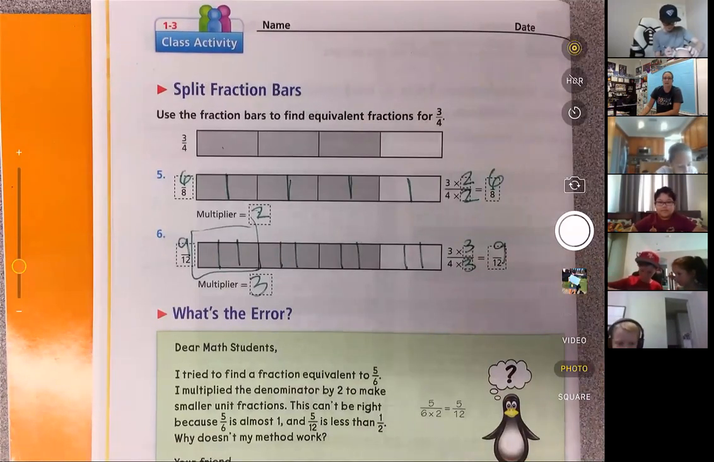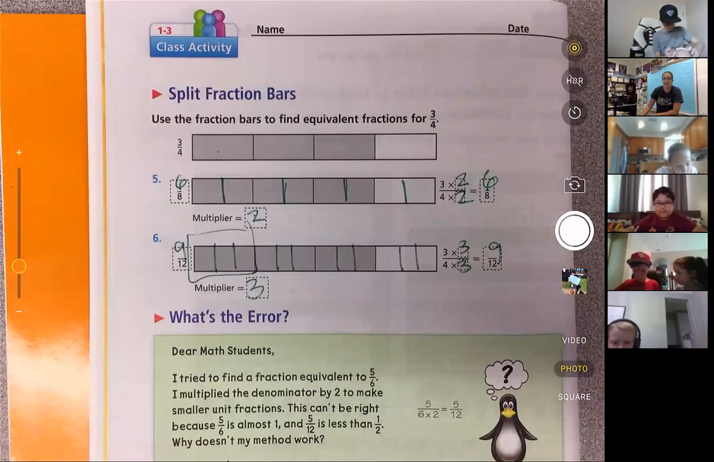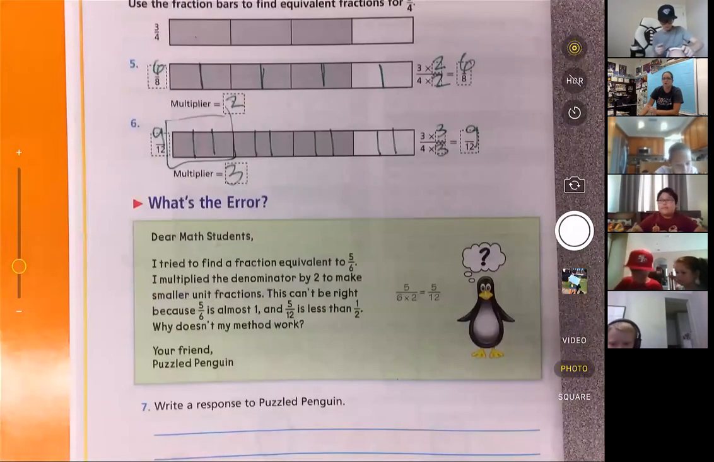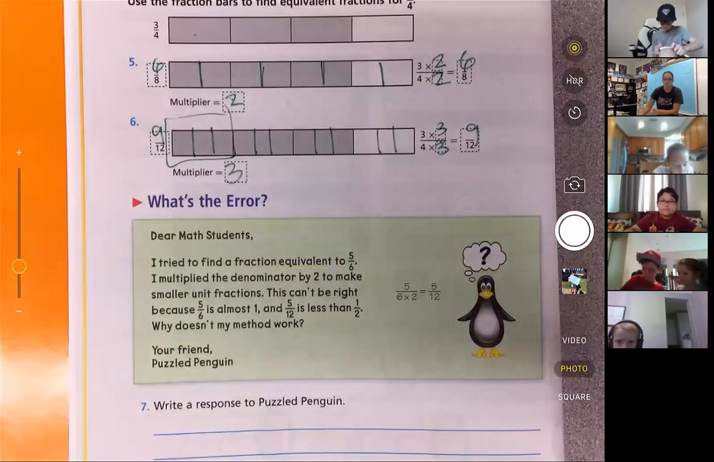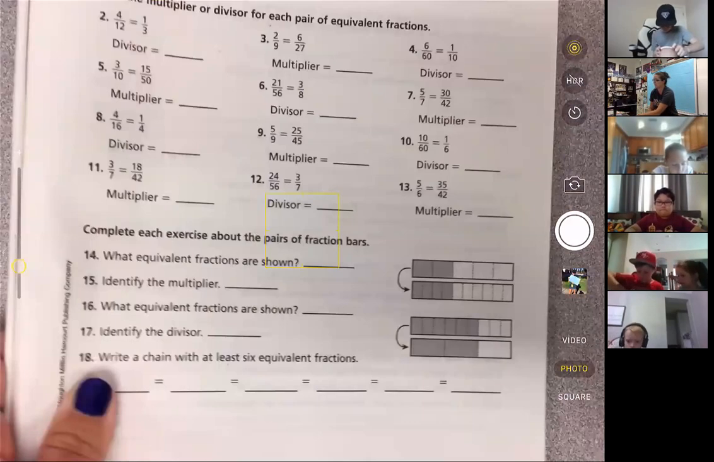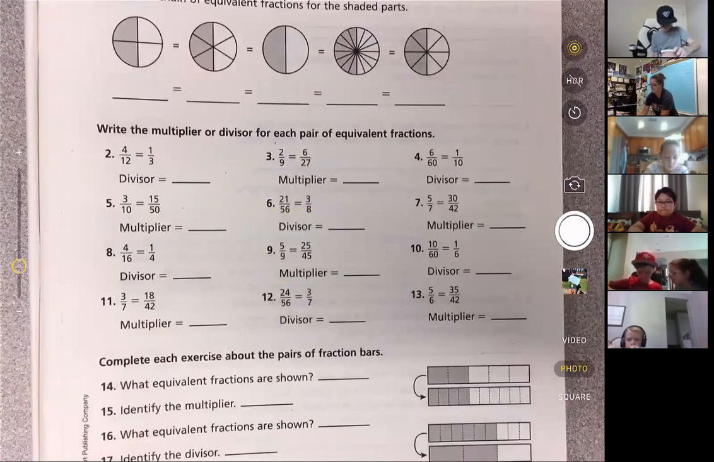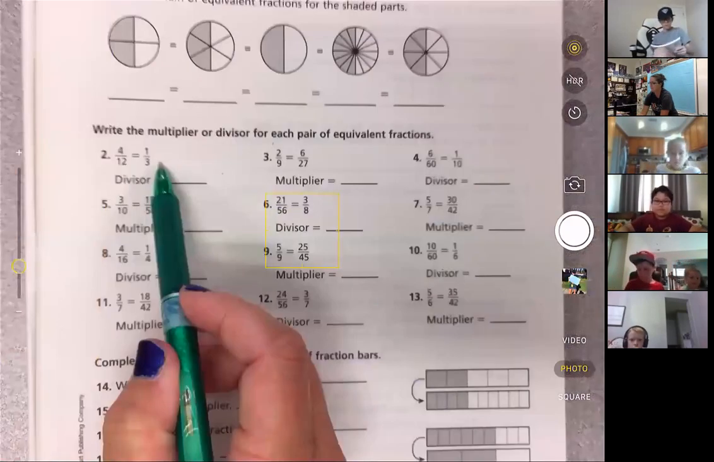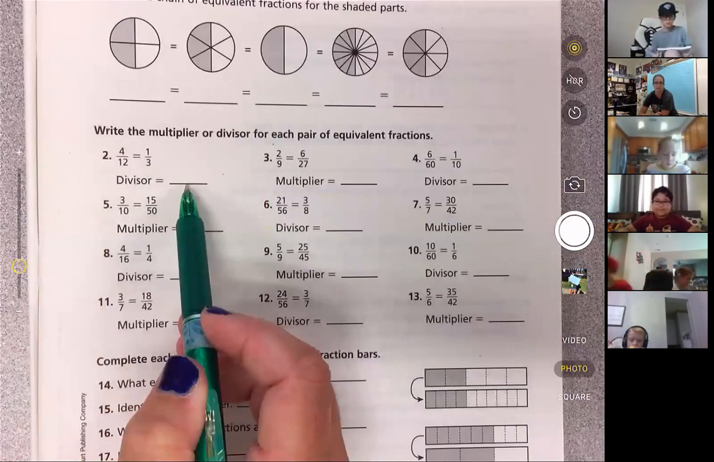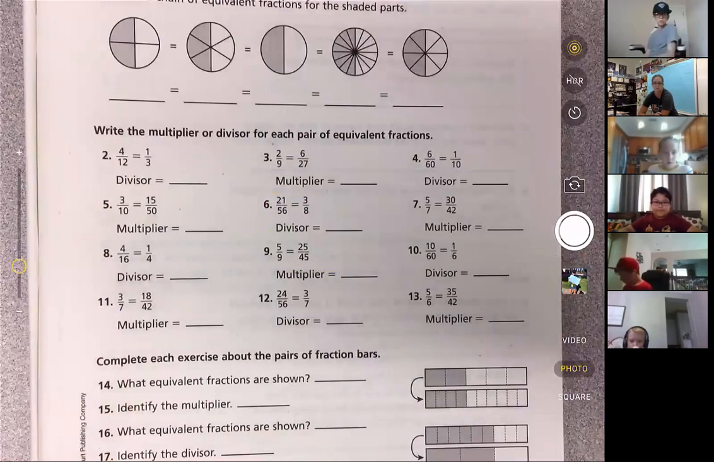All right. Hold on to Puzzle Penguin. Don't do Puzzle Penguin yet. And don't take out your homework, but I want to show you guys this real quick. So on your homework tonight, they give you 2 fractions and then they want you to say what the divisor or what the multiplier is going to be.